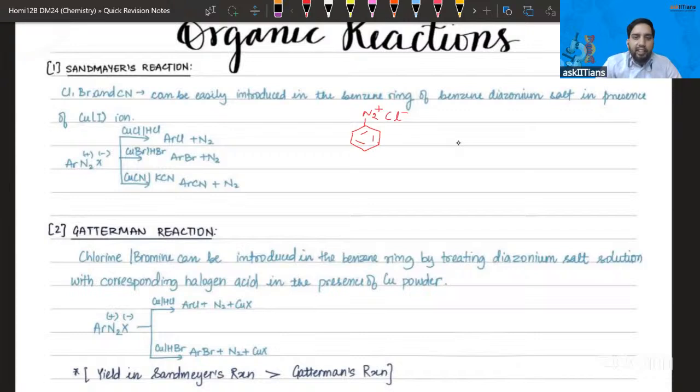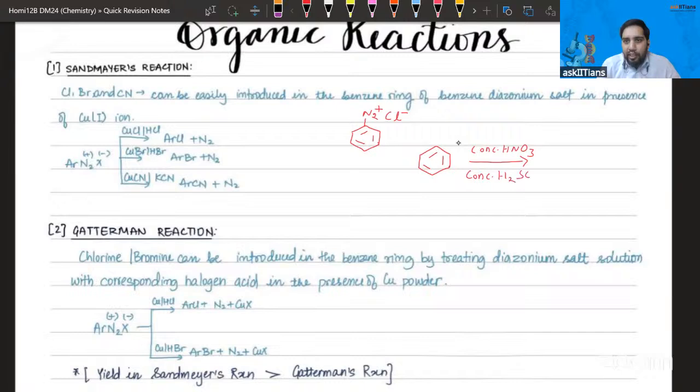This is a very important compound for the chemistry of aromatic compounds. So before understanding Sandmeyer's reaction, we should also know how we can prepare benzene diazonium salt. We will start with benzene. If we do the nitration of benzene, you know how to do the nitration of benzene? We have to take concentrated nitric acid in presence of concentrated sulfuric acid.